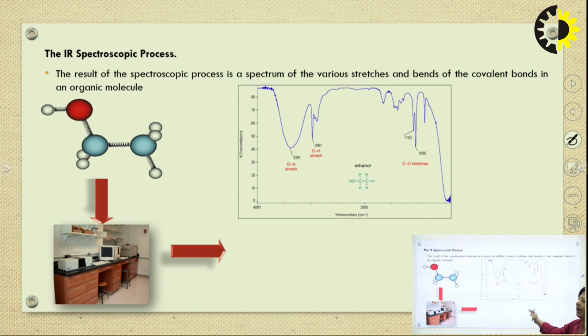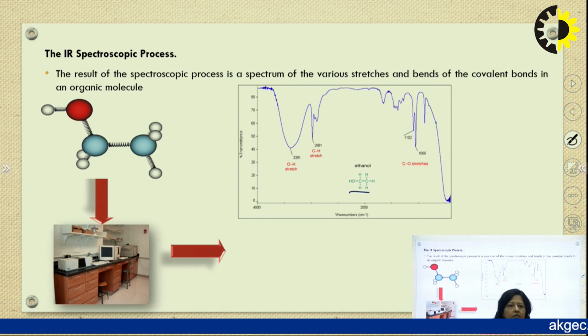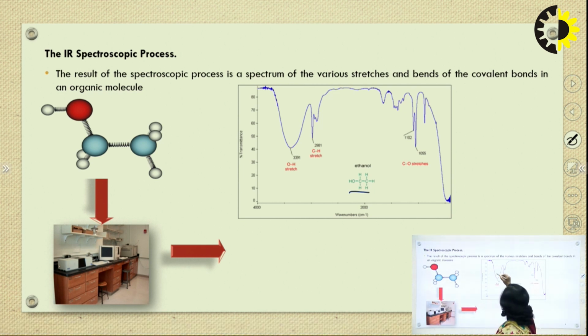When we see the IR spectrum, it looks jumbled and confusing. This is the original IR spectrum of ethanol. We have to determine what it tells us, and in this video we will study how to read this spectrum. It is about the vibration of the bonds. This is the molecule of ethanol.